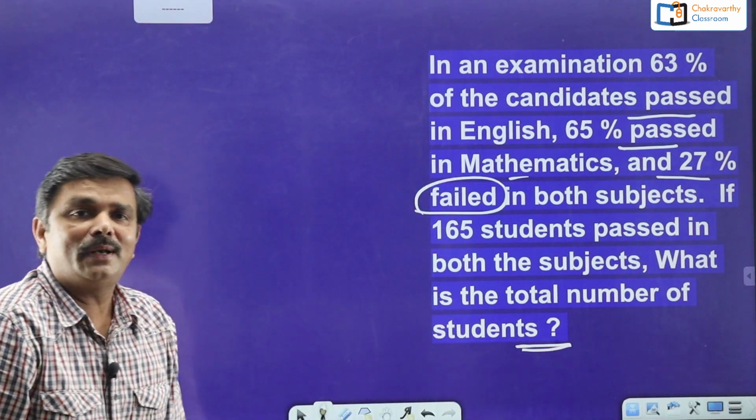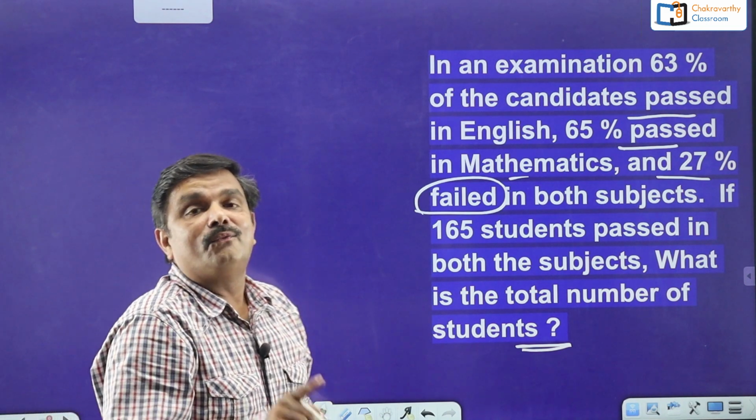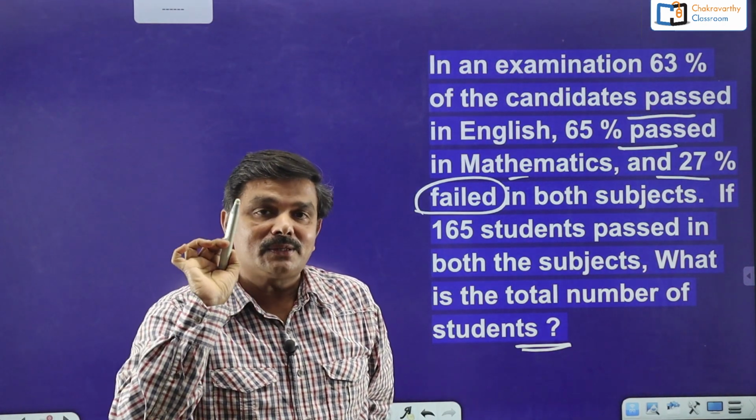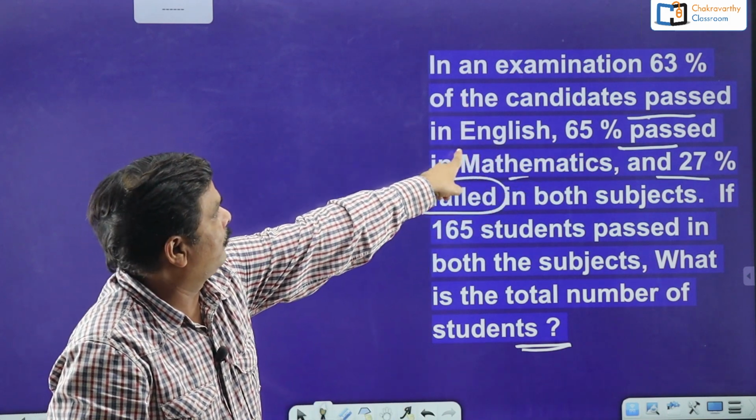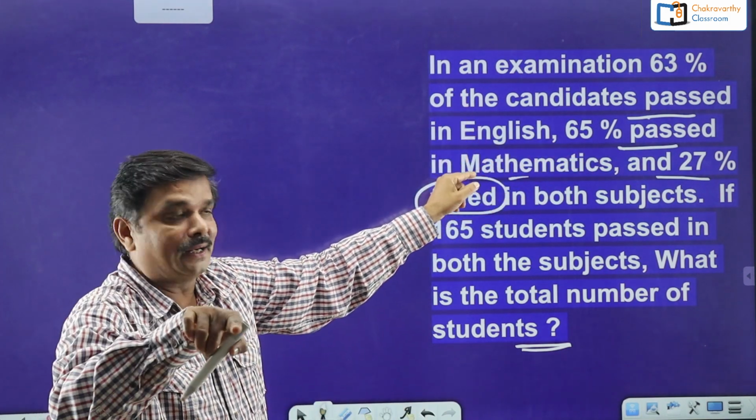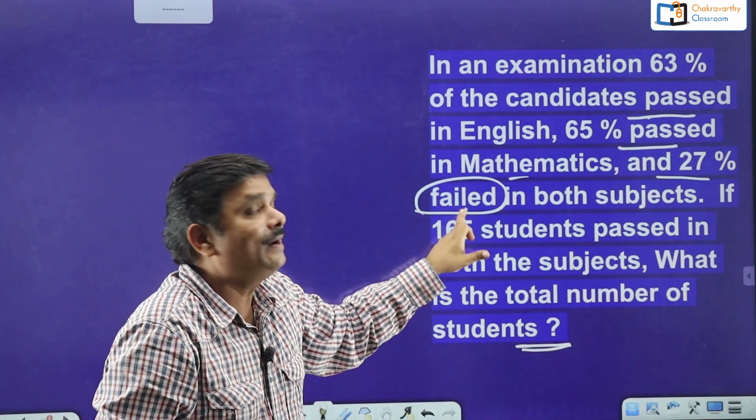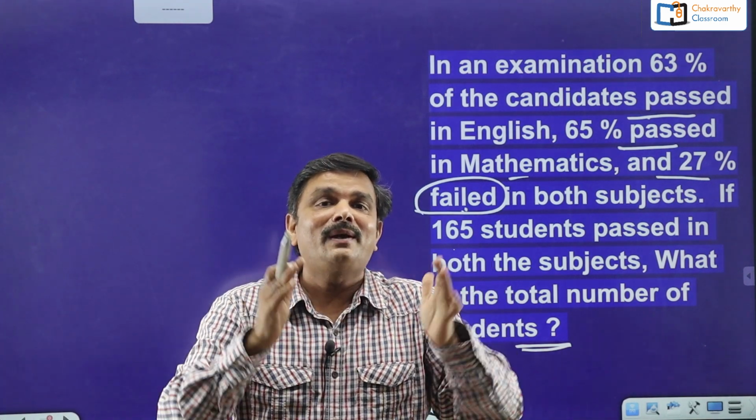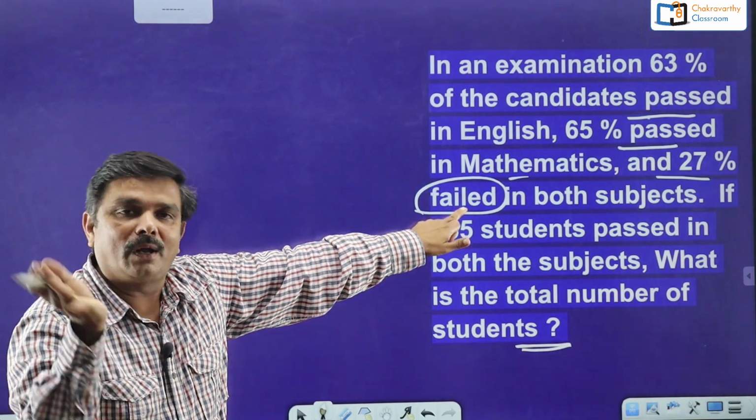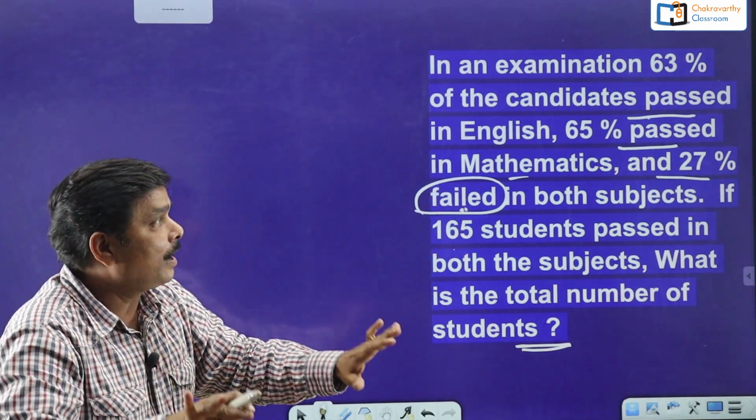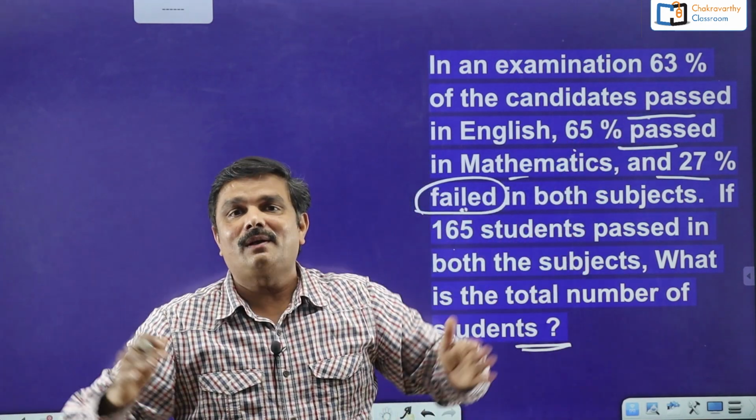This is the question. Now let's start with a Venn diagram so that you can easily solve this question. But a very important thing, students: while constructing the Venn diagram, 63% passed in English, 65% passed in mathematics, but 27% failed here. So you cannot construct it with different kinds. It should be constructed with these all converted to passed, or all converted to failed. Only then can we construct the Venn diagram.